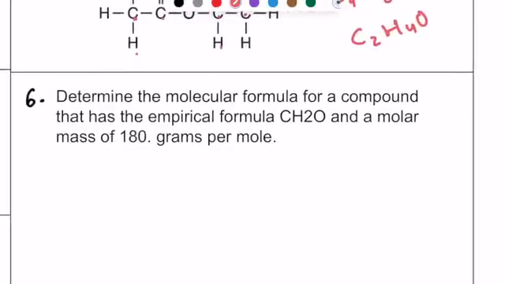Determine the molecular formula for a compound that has the empirical formula CH2O and a molar mass of 180 grams per mole. So to go from empirical formula to molecular formula, there are a few steps that you need to take. First, find the mass of your empirical formula. So this should be 12 plus 2 for hydrogen and 16 for oxygen. So that is about 30.